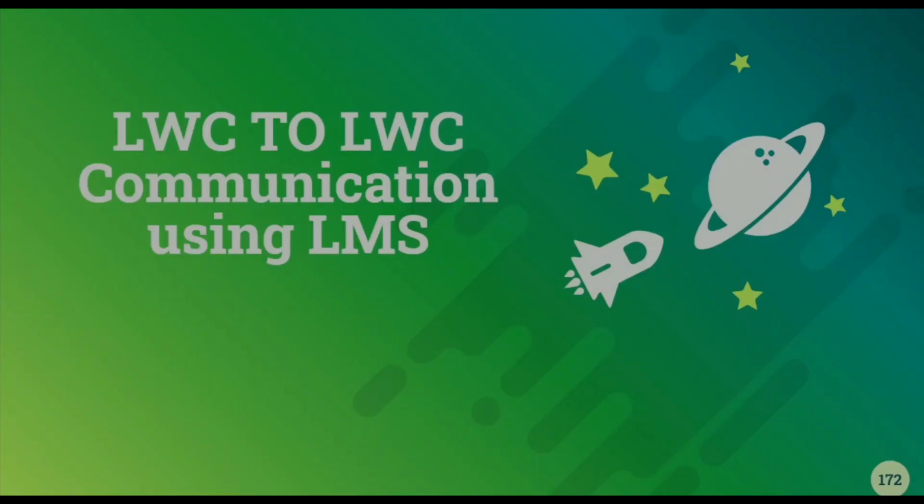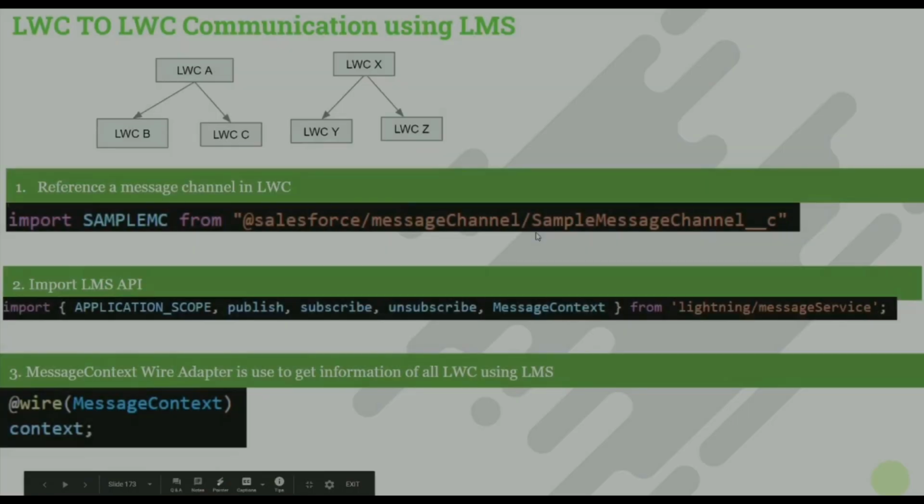We learn how to communicate from one lightning web component to another lightning web component using lightning messaging service. So till now we have already seen we can communicate from a parent component to a child component by passing the data, and we can communicate from a child component to a parent component by triggering an event. But till now we don't have any solution in which we have to communicate between two lightning components that are independent. So if you look at this diagram, lightning web component A and lightning web component X, they don't have any relationship in between.